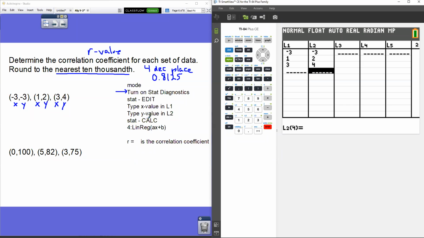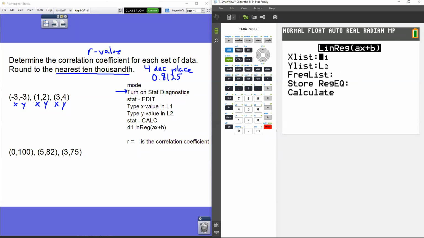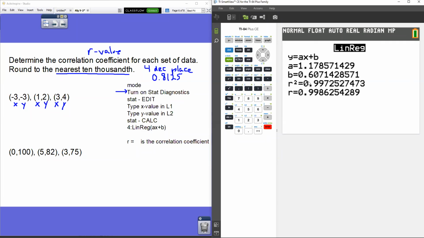Now I need to do stat calc and then number 4, which is linear regression. When you hit enter there, it's going to ask you, do you want the ones in L1 and L2? Yes, we do. That's the one that we typed it in at. And we get this printout. Now we want to round to the nearest 10,000. Be very careful. We don't want the R squared value. We want the R value, which is the bottom one. So we have 0.9986 when we round to the nearest 10,000th.